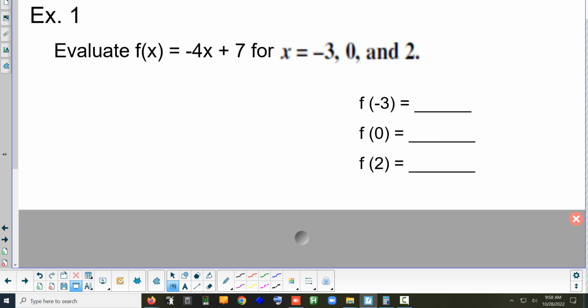So what's the first number that they want me to plug in to that formula? Natalie? What's the first number they want me to plug into that formula? -3. So we're going to do 4, change the x to -3, and add 7. Okay, Joe, what's 4 times -3? 4 times -3.